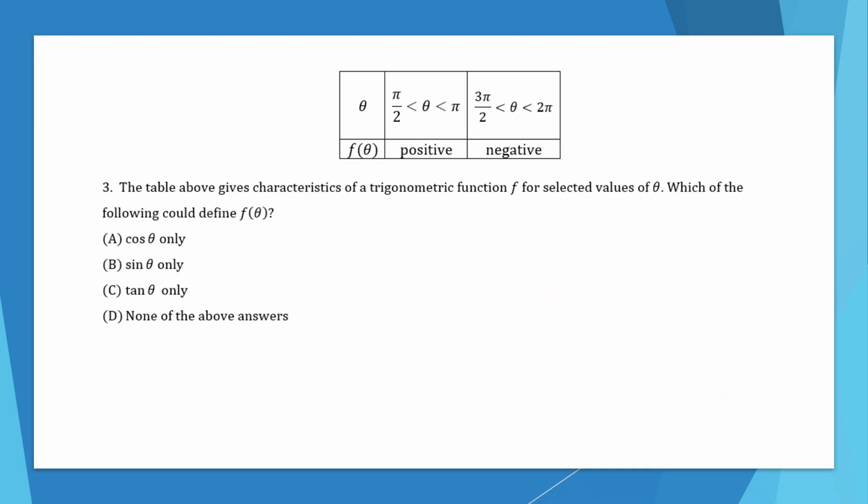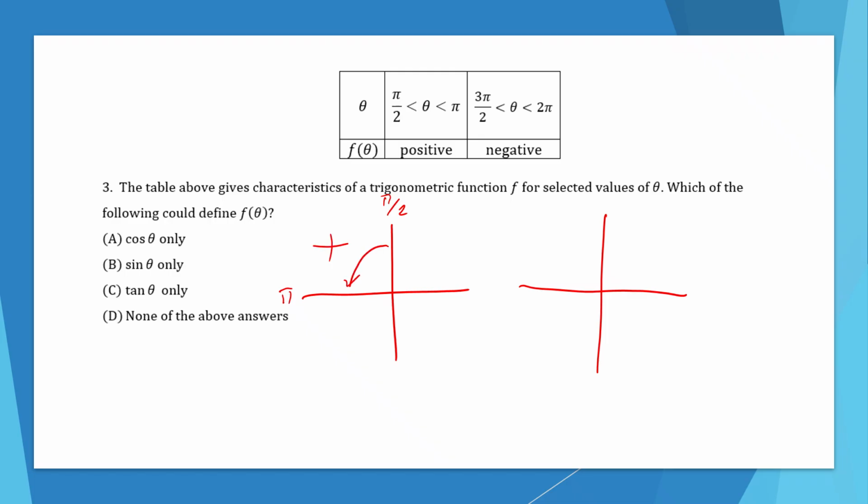All right, question number 3. The table gives characteristics of a trig function for selected values of theta. Which of the following could define f of theta? Whatever trig function this is, whether sine, cosine, or even tangent, when it's from pi over 2 to pi, this trig function is positive. And when we're going from 3 pi over 2 to 2 pi, this trig function is negative.